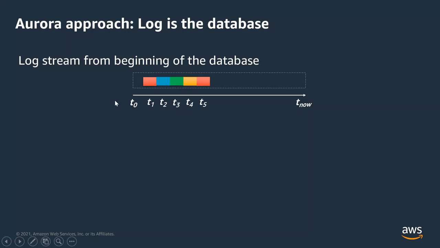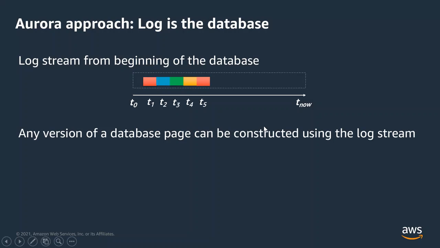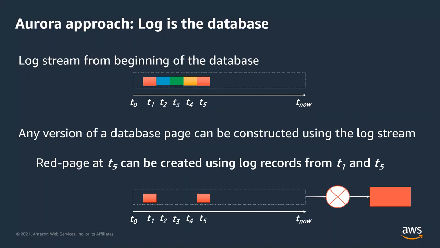Let's assume that from time 0, we have captured all the logs. With all the logs, we can recreate any version of the page at any given point in time. For example, if we want to recreate a red page at T5, then you take the log records between T1 and T5 and produce the red page. So the log stream can be used to produce the correct version of the page as needed.